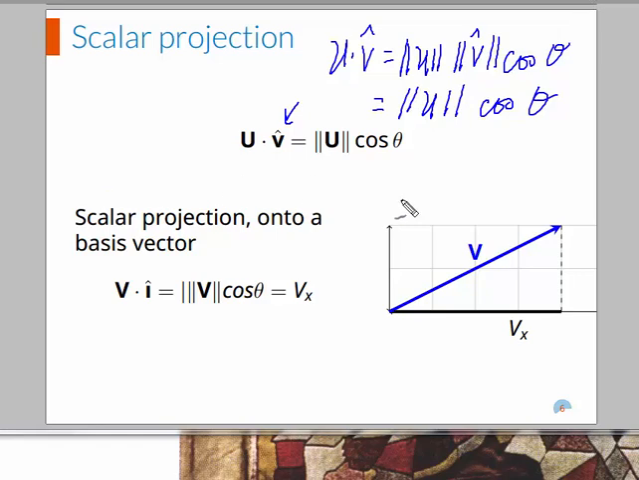And here's a dot product onto the basis vector i. So again, the magnitude of i is 1 because these basis vectors are unit vectors. And if the angle between them is theta, this is often called the projection. It's called Vx, the component, when we're talking about the basis vectors, but in general it is the projection of v onto the direction of i.